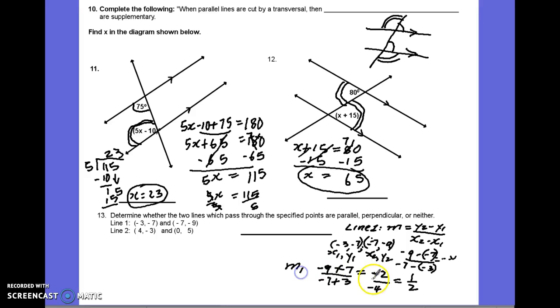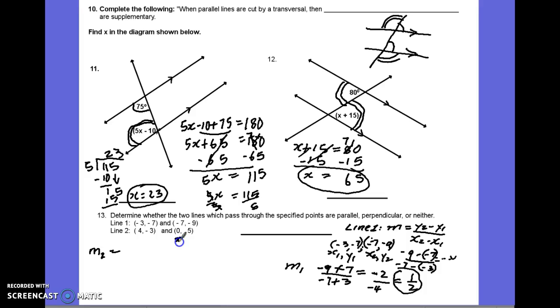I'm going to call it m subscript 1. It's 1/2. Let's take a look at the slope of line 2 to see if it's going to be the same, because we know if it's the same, then they're parallel. If the slope of one line is the negative reciprocal of the slope of the other, then they'll be perpendicular. And if it's none of those preceding cases, then they're neither. So here I go with line 2. I'm going to set up for the slope of line 2. Let me call it m sub 2.